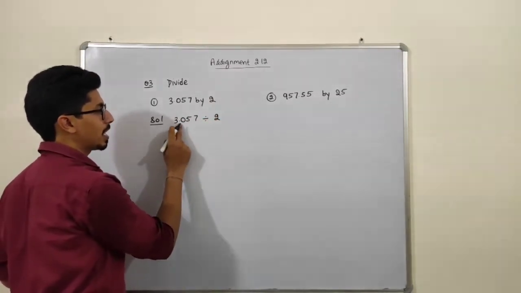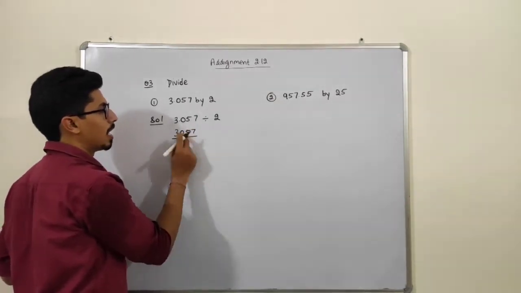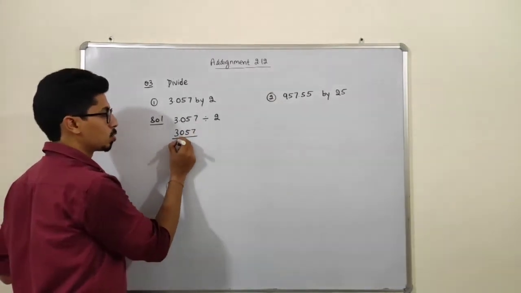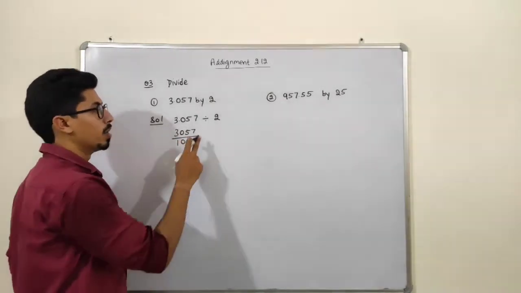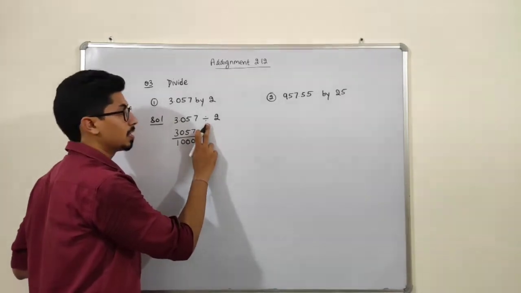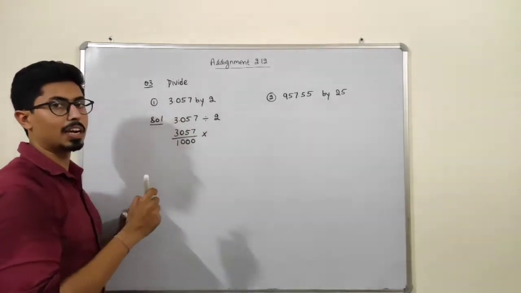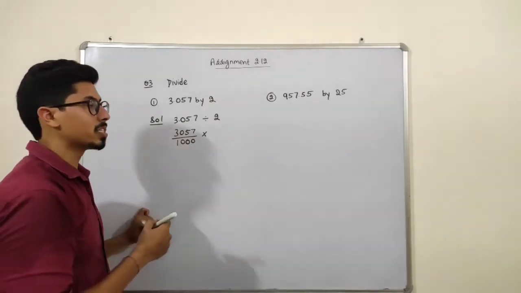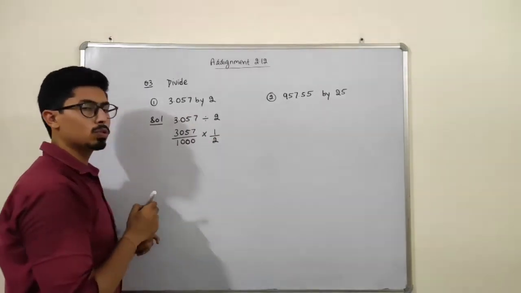So students, if I just remove the decimal, it becomes 3057 upon 1 and 3 zeros, because after the decimal there are 3 digits. Now we have this divide sign, and if I remove the divide sign and replace it by a multiplication sign, this 2 will get reciprocated. It will be 1 by 2, students.